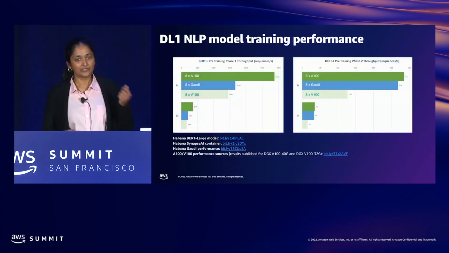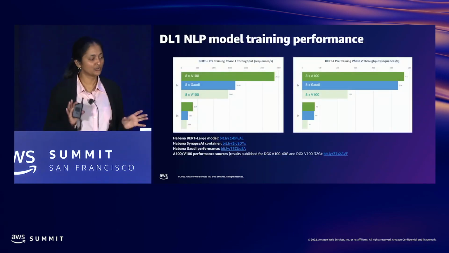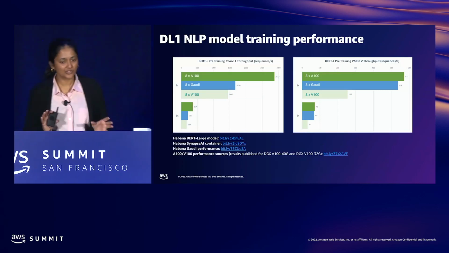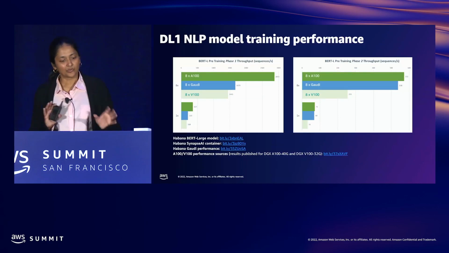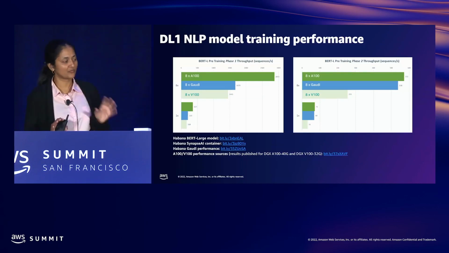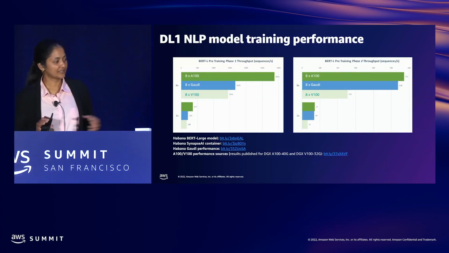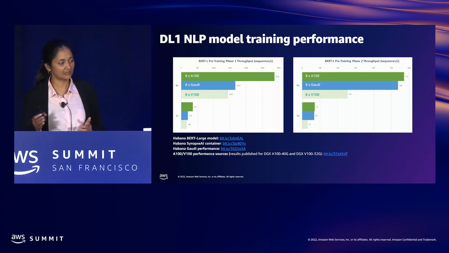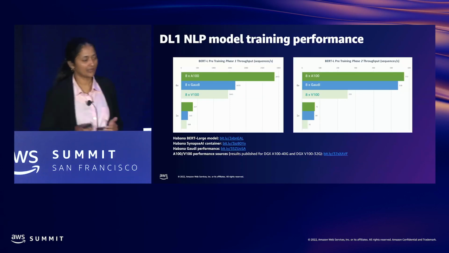And for NLP, this is for BERT Large. I've got two charts here. One is showing phase 1 and phase 2. They are two different training regimes for BERT, and so the performance is slightly different on each. For phase 1, you see that it's again somewhere between V100 and A100. Phase 2, we start getting much better, much closer to the A100 performance.